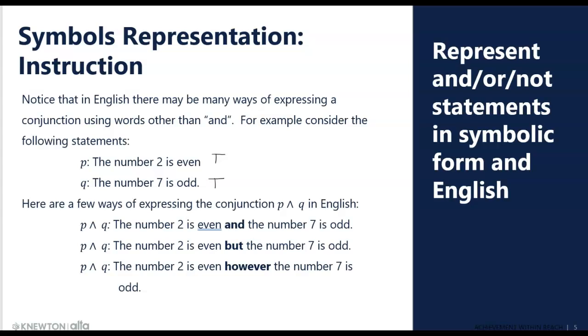So I see this symbol here, and I read and in my head. I need to learn that that means P and Q. And this would stand for the number 2 is even and the number 7 is odd. You could also say but. That makes sense in this context in English because they're saying two different things about two different numbers. That also means and. The word however also means and.